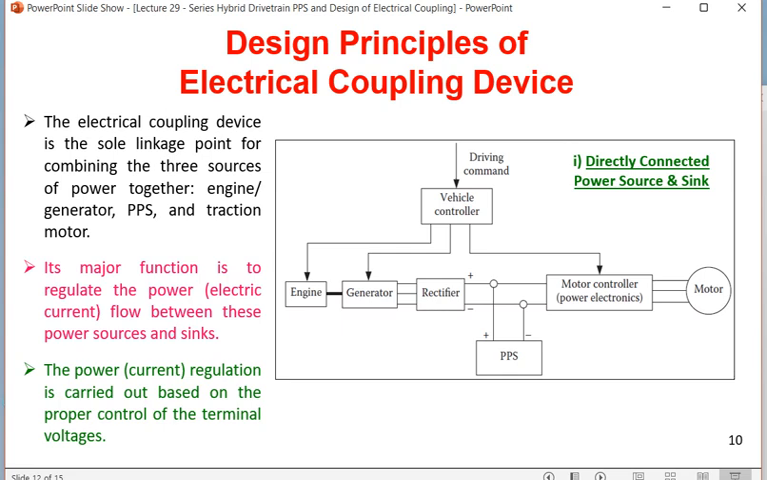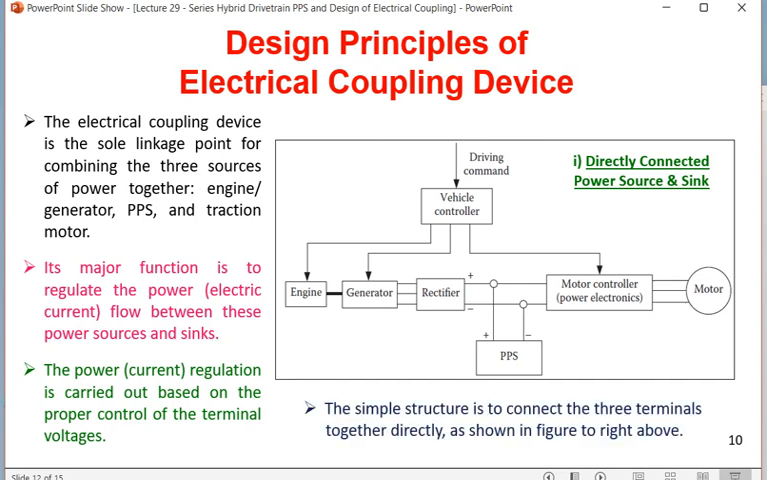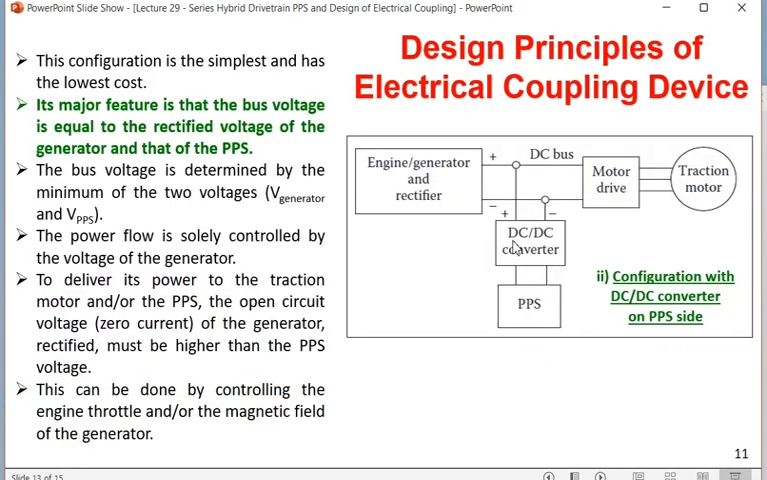The power regulation is carried out based on proper control of the terminal voltages. So generator output, rectifier input, rectifier output, PPS output, that is the battery output, and voltage given to the motor, all these things are the main things to be controlled. The simple structure is to connect the three terminals together directly, as shown in the figure right above. So you are finding that all the terminals are connected here. And what is the vehicle controller controlling? It is controlling all the sources: the motor controller, generator, and engine.